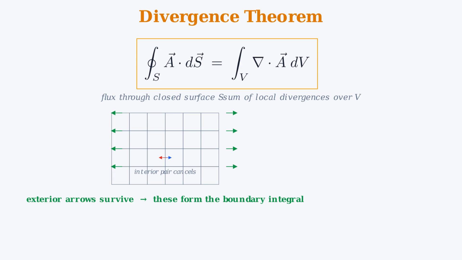This is one of the most useful results in electromagnetics. It turns Maxwell's differential law, nabla dot E equals rho over epsilon 0, into Gauss's law in integral form. The total flux of E through any closed surface equals the enclosed charge divided by epsilon 0. We will see exactly how that happens at the end of the video.